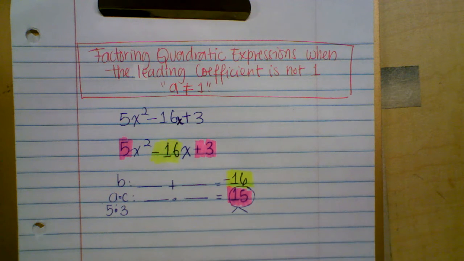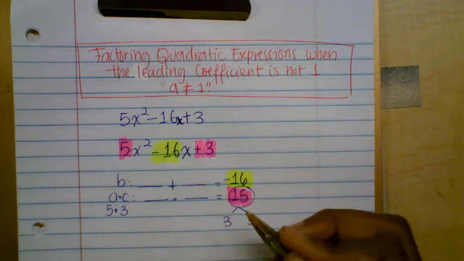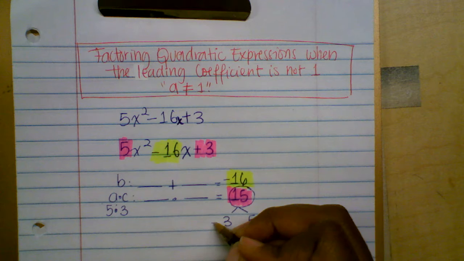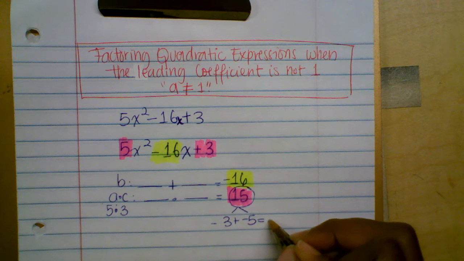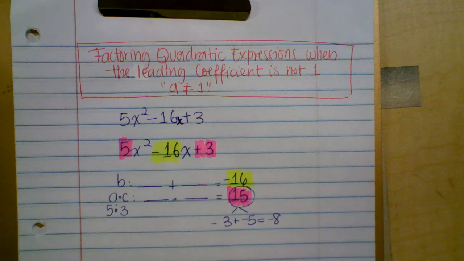So what are the two factors of 15? I'm thinking about 3 and 5. But the sum is negative, which means both of them must be negative. When I add my negative 3 and negative 5 together, I get negative 8. But I want negative 16. It does not work. So I have to come up with another set.